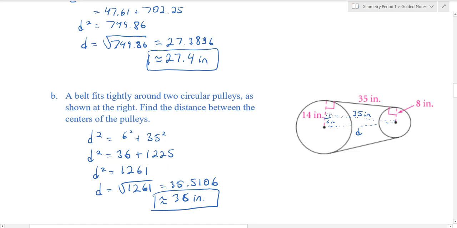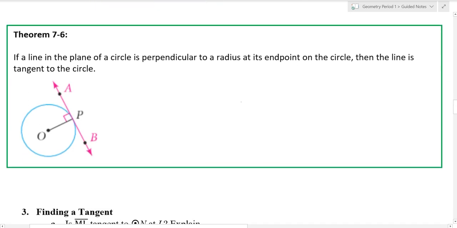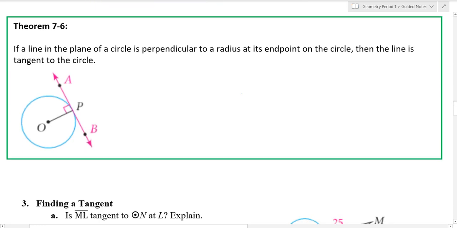All right. Moving on to our next theorem, theorem 7-6, which is the converse of our previous theorem. This one states, if a line in the plane of a circle is perpendicular to a radius at its endpoint on the circle, then the line is tangent to the circle.